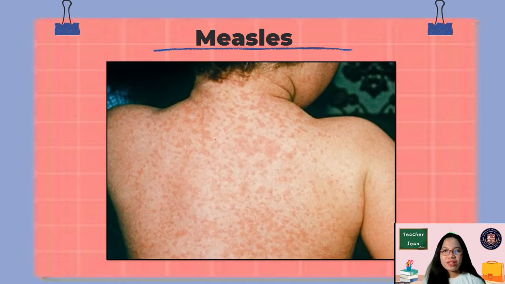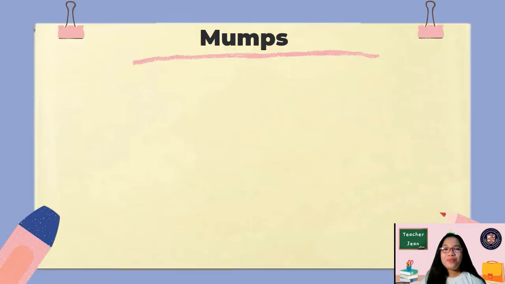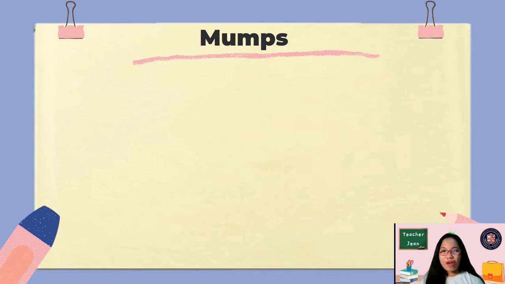Just take note of this. For chickenpox, the rashes has fluid while the measles has flat rashes. So here's the closer look of the rashes caused by measles. Then we have here the mumps. This is caused by mumps virus.